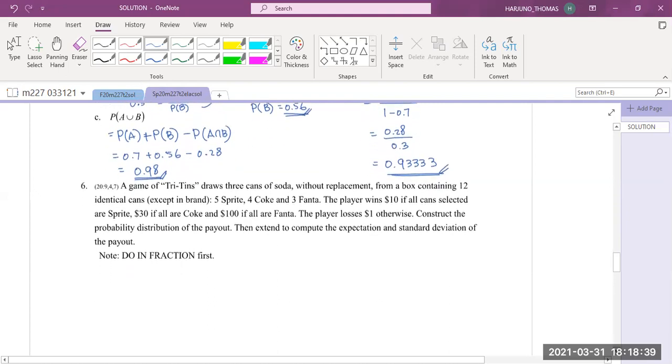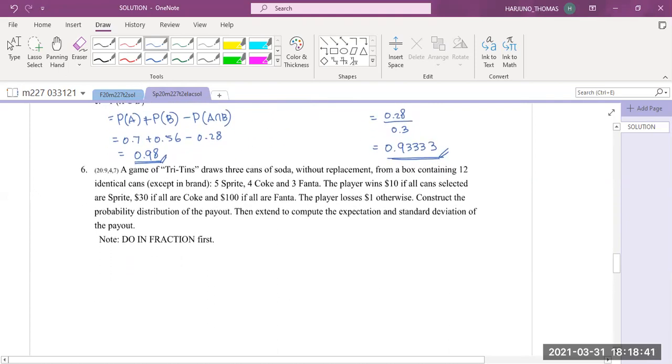I will take a break right now, but when we come back, this question is quite similar to what we had earlier. In fact, we still have from 12, 5 Sprite, 4 Coke, and 3 Fanta, but the payout is different. $10 if all Sprite, $30 instead of 40 for all Coke, $100 for all Fanta, and no $200 for Sprite, Coke, Fanta in that order, remember? And the player loses $1 otherwise. In that question, we lost $5 if you get something else.